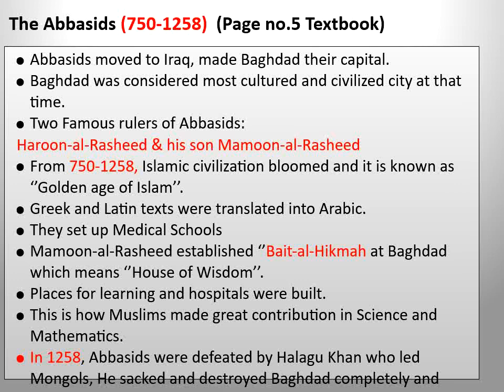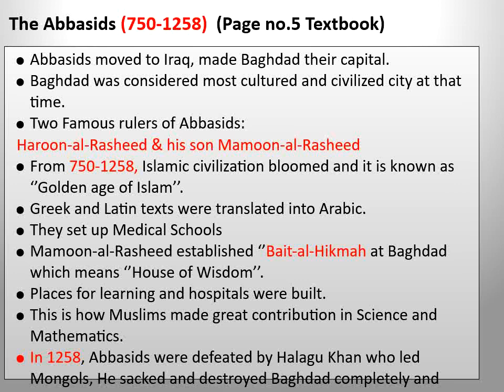They set up medical schools. Mamun al-Rashid established Beit al-Hikmah in Baghdad, which means House of Wisdom. At this place, many people who were the think tanks of that time, good at thinking and brainstorming, would get together and make good decisions for the betterment of their people. Places for learning and hospitals were built. This is how Muslims made great contributions in science and mathematics.